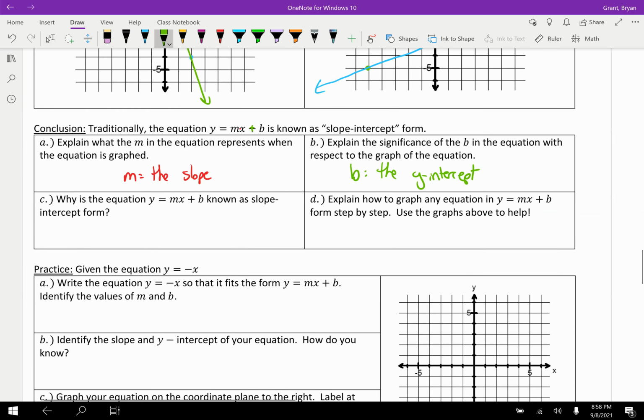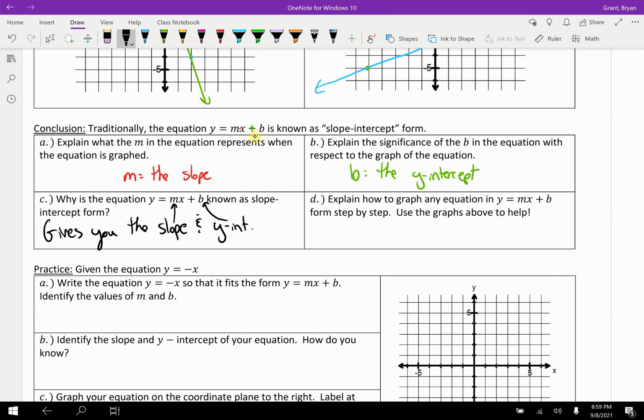So, why is the equation y equals mx plus b known as slope-intercept form? Well, never forget, mathematicians are not very creative. It's known as slope-intercept form because this equation gives you the slope, that's right here, and y-intercept, that's right here. INT is a very common abbreviation for intercept.